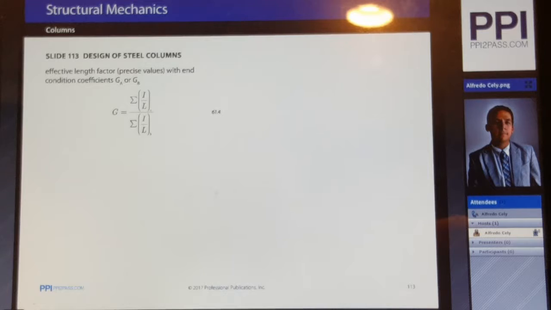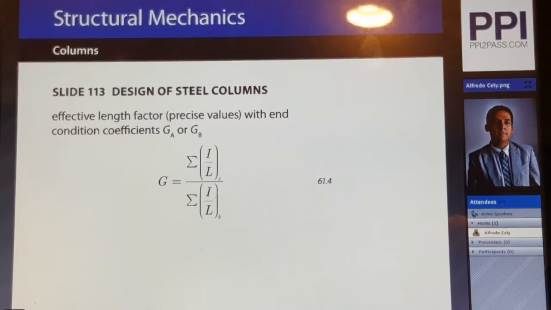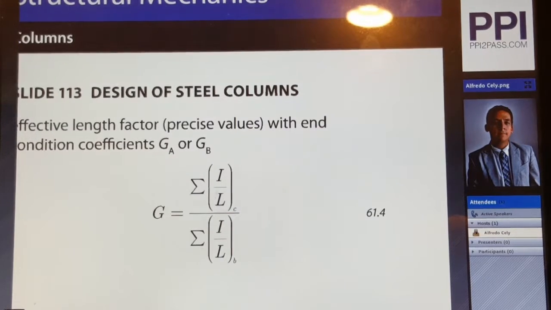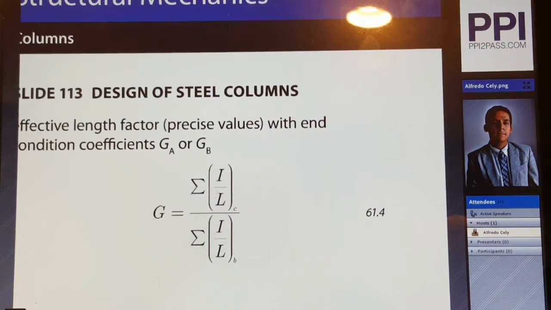Now the effective length factor, which are the precise values, are determined with end condition coefficients, either G_A or G_B, based on your end condition. And this can be determined from equation 61.4 of the CERM. For ground level columns, one of the column ends will not be framed to the beams or other columns. In that case, G will equal 10 will be used for pin ends, and G equal to 1 will be used for rigid footing connections.